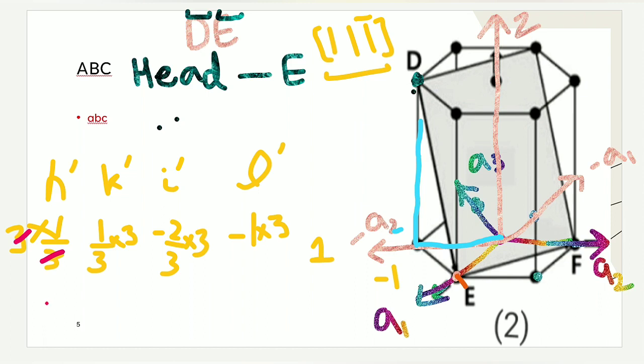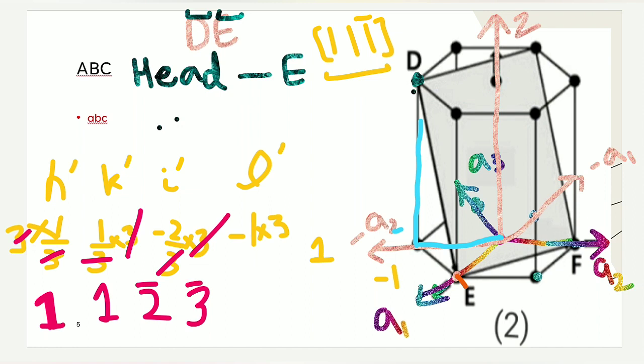One is left for H prime. This three cancels out again. One is left for K prime. This three cancels out. 2 bar is left for I prime, and 3 into minus 1 is minus 3, so 3 bar is left for L prime, and these will be enclosed in square brackets to represent the Miller-Bravais indices with no spaces in between.